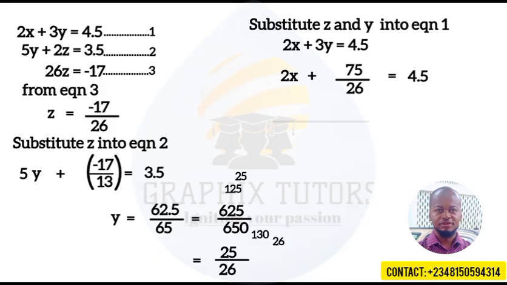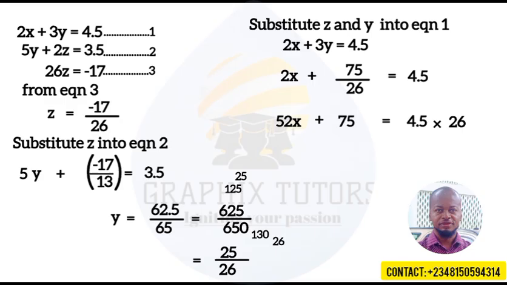So you look for the LCM. Like I said, the LCM is 26. And since 2x doesn't have anything, multiply 2x by 26, it will give us 52x. Plus, since 26 in the denominator of 75 is the same as the LCM, that means just write back your value, which is 75. And this is equal to 4.5. So you can multiply, and we'll have 52x plus 75 is equal to 4.5 times 26.